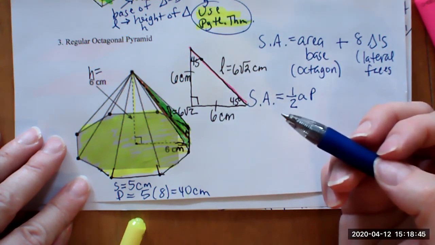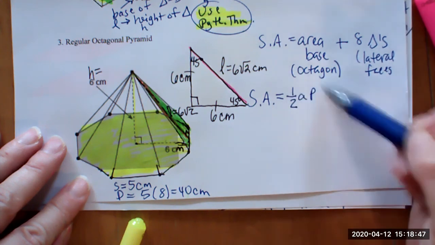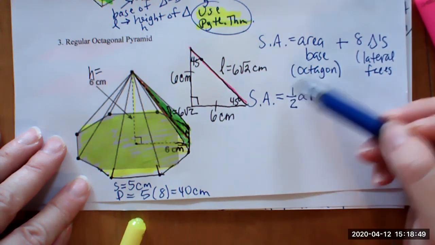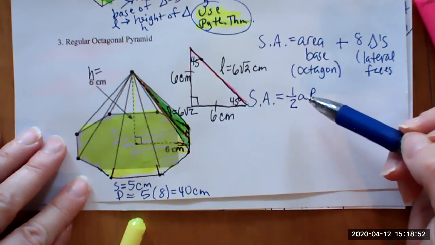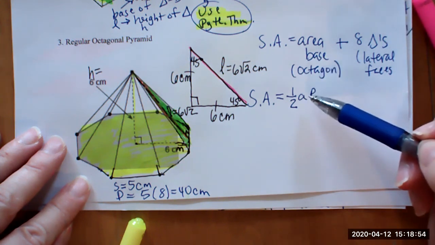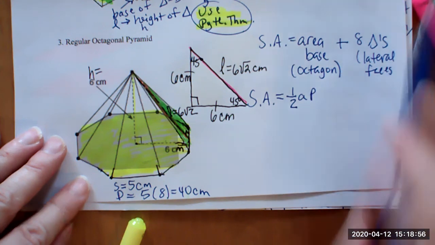So I want you to think about how to calculate the area of the octagon. I need to take a break just for a moment. So I'm going to pause just for a moment and then we'll continue.